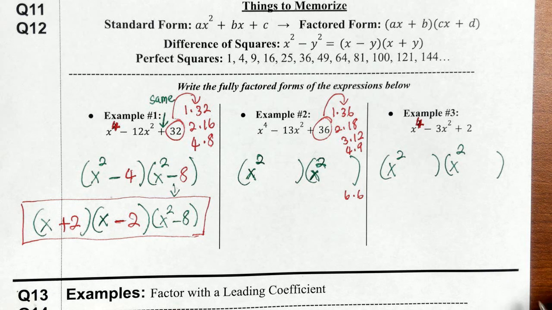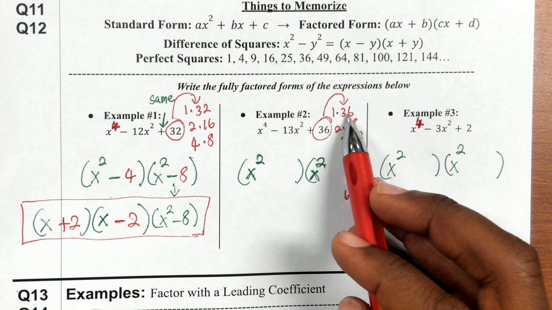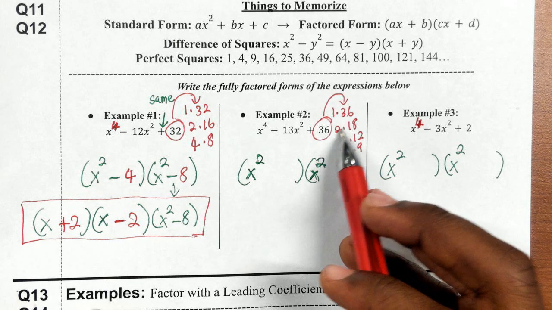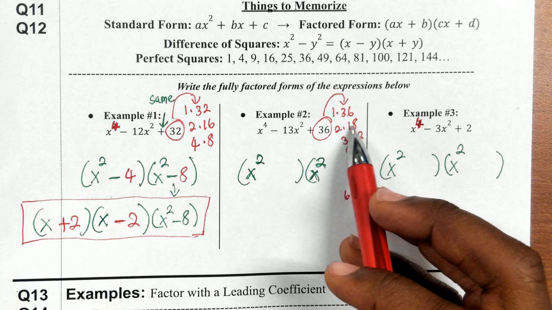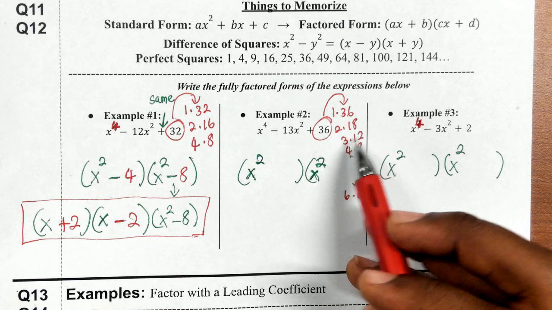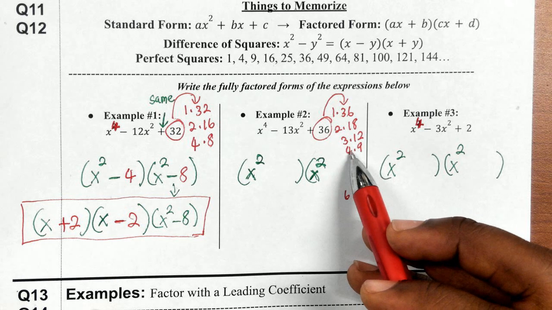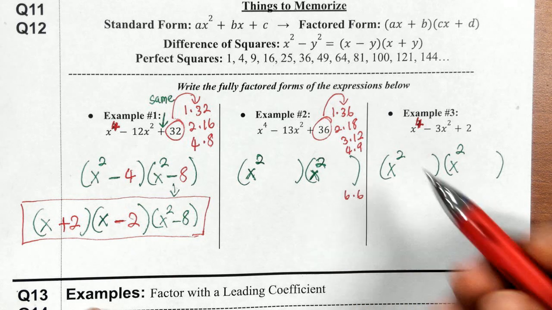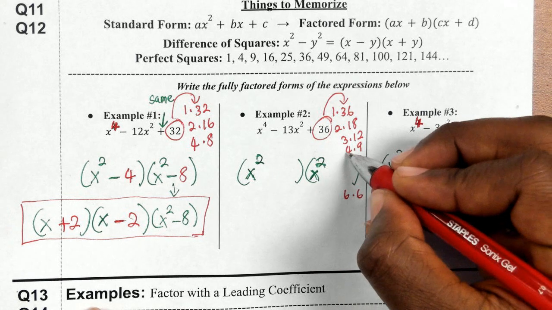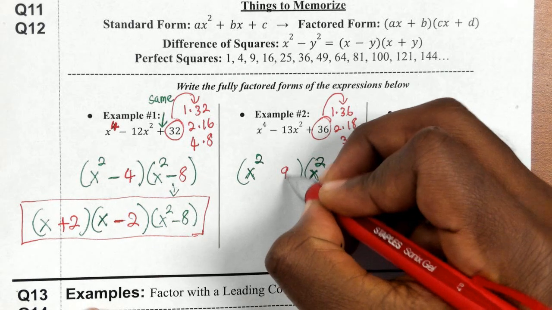I need to figure out what pair would add or subtract to give me 13. 1 and 36 would not work because that will give me 37 or 35. This will give me 20 or 16. This will give me 15 or 9. This would give me 13 if I added them. 4 plus 9 is 13. 6 and 6 will give me 12 or 0. So again, the answer I would use is the 4 and 9. So I put the 4 and the 9.